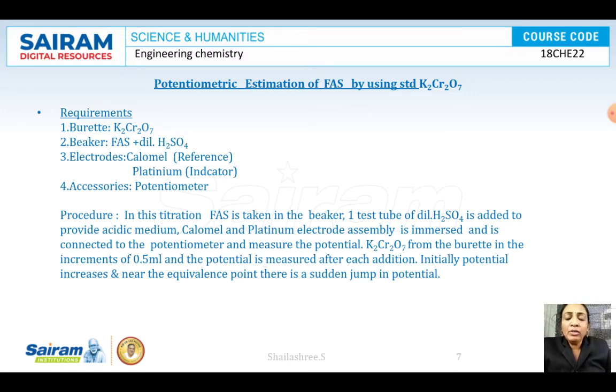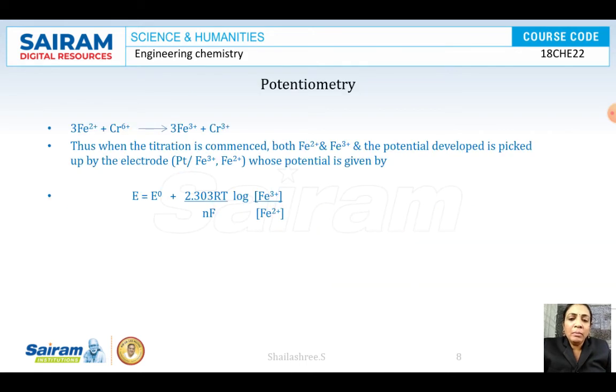Let us take the redox titration: potentiometric estimation of FAS by using standard potassium dichromate. In this experiment, we fill the burette with standard potassium dichromate solution, and in the beaker, FAS solution is given. To provide the acidic medium, we add 1 test tube of H2SO4, and we use the platinum and calomel electrodes, dipped in the analyte solution and connected to the potentiometer. We mix the solution first by bubbling or by using a magnetic stirrer, and note down the initial potential. After that, keep adding 0.5 ml of potassium dichromate from the burette, mix the solution gently and note down the potential after each addition. Initially the potential increases, and near the equivalence point there is a sudden jump in potential.